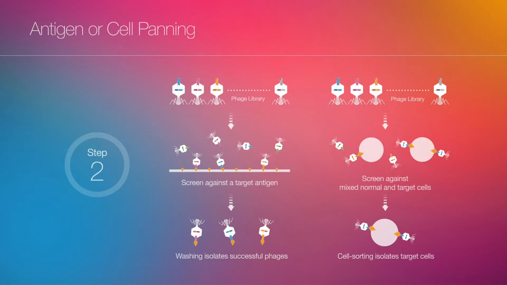In step two, a phage library can be screened against one target antigen and successful phages can be purified. Or a phage library can be made to screen against mixed and normal targeted cells and do cell sorting to isolate the target cells and antigens specific for that population.